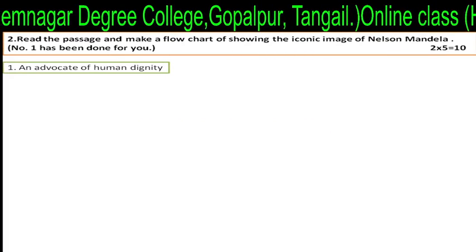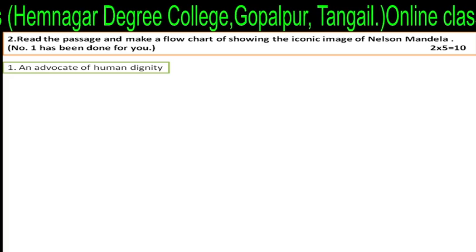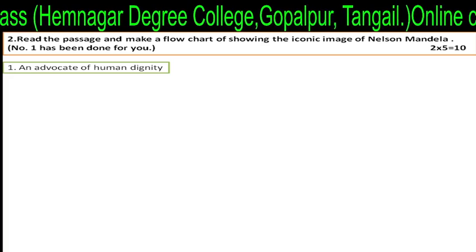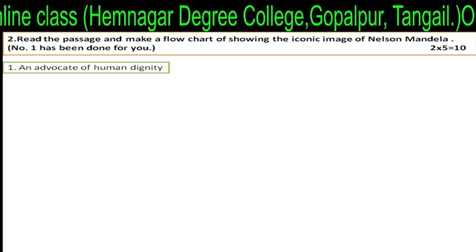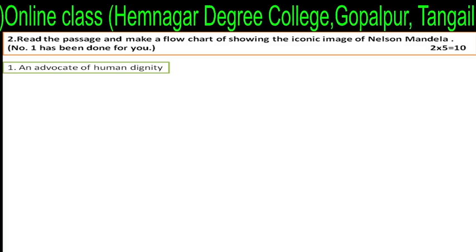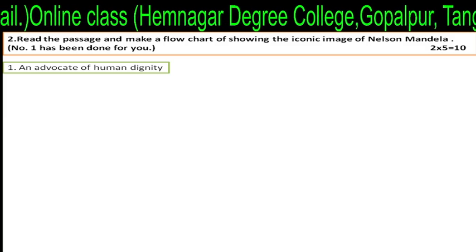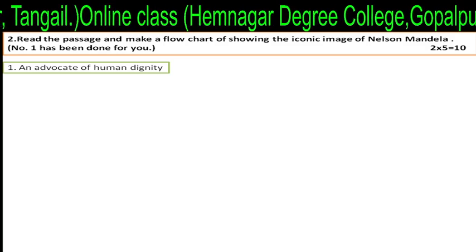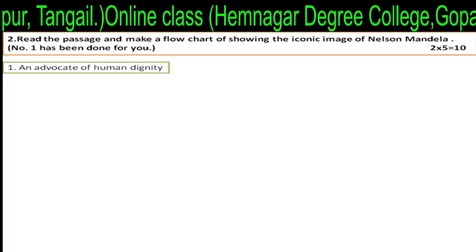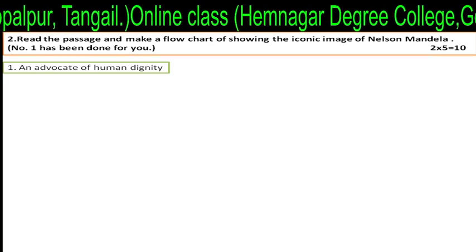Let's practice another flowchart on the basis of Nelson Mandela. Here you can see the question. Now let's read out the question. Read the passage and make a flowchart showing the iconic image of Nelson Mandela. Number 1 has been done for you. That means you have to complete the flowchart using the iconic image of Nelson Mandela.